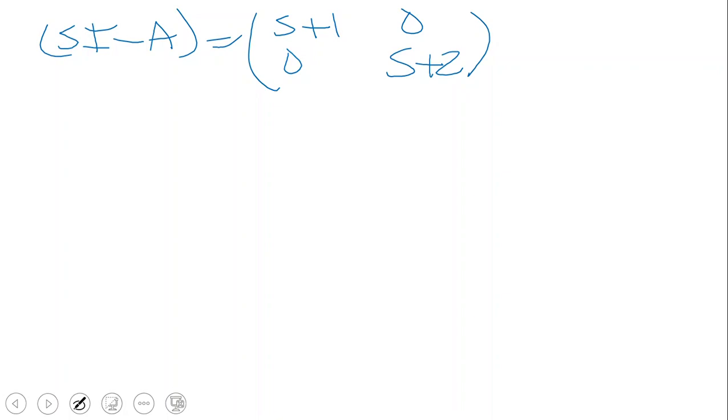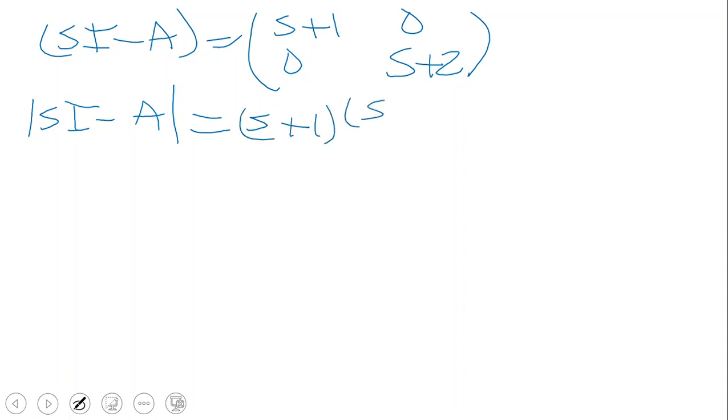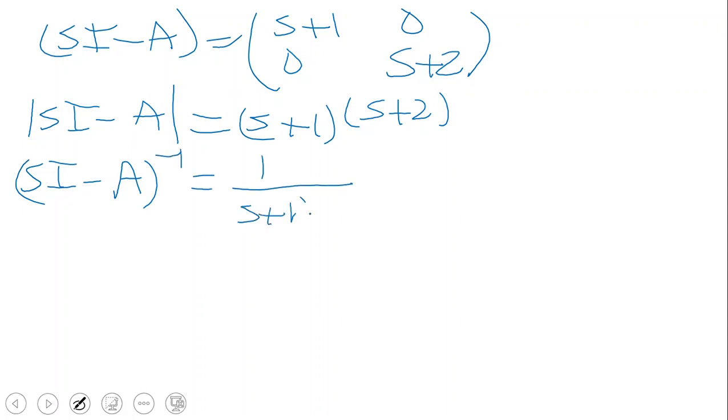Now, we need (sI minus A) inverse. Therefore, we have to find out the determinant of (sI minus A). What is the determinant of (sI minus A)? Multiply the diagonal elements. So s plus 1 into s plus 2 minus 0. Therefore it is (s plus 1) into (s plus 2). Now I need the inverse. So what is (sI minus A) inverse? 1 divided by the determinant, so 1 by (s plus 1)(s plus 2), into the adjoint of (sI minus A).